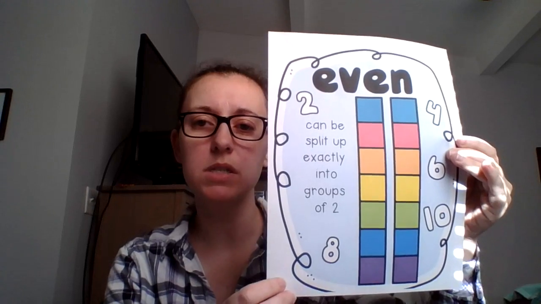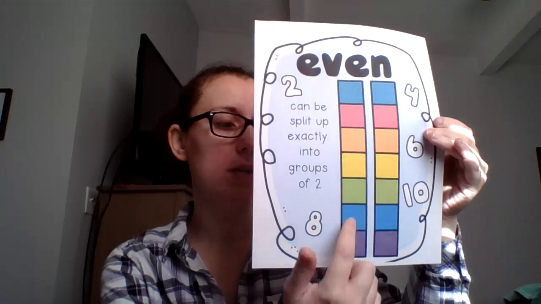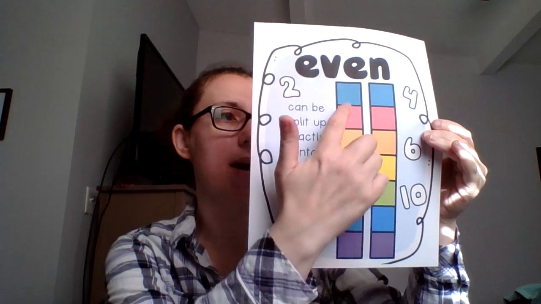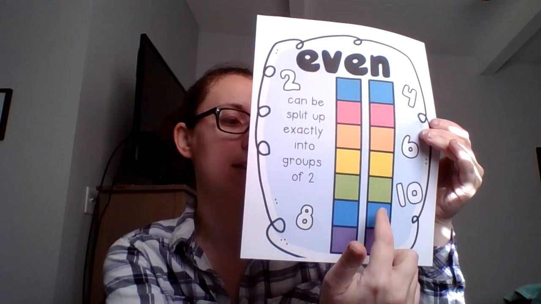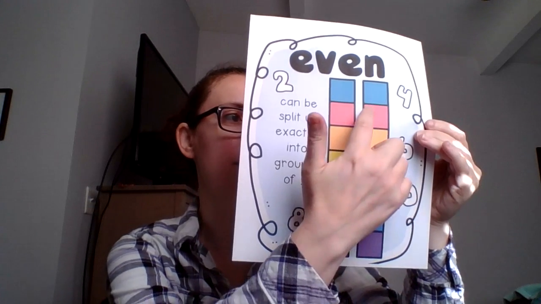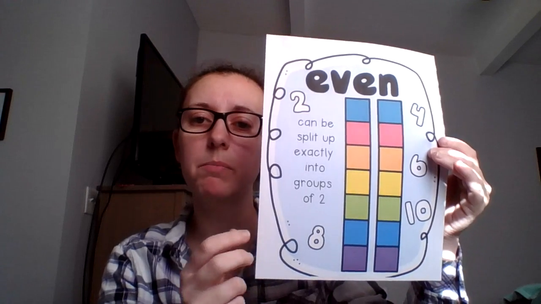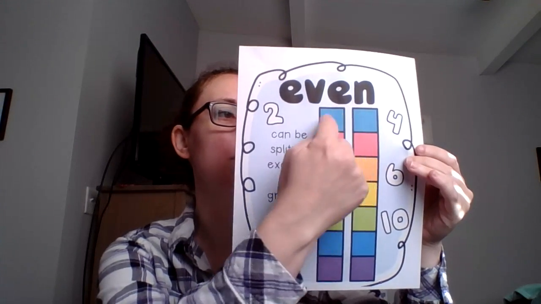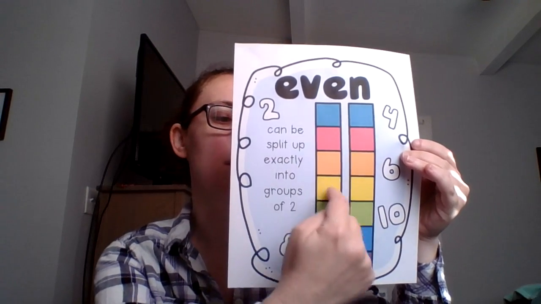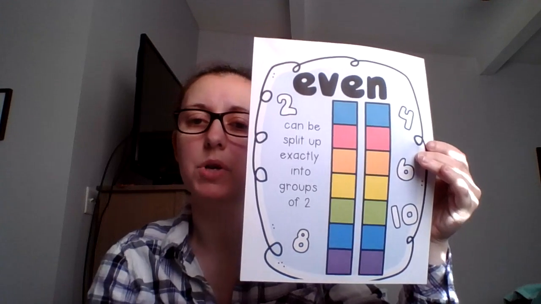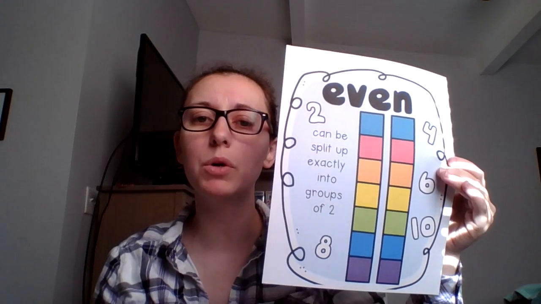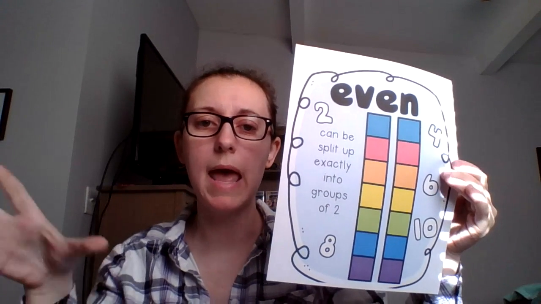So if we look at this, we have 1, 2, 3, 4, 5, 6, 7, 8, 9, 10, 11, 12, 13, 14. So 14 is an even number because when we look at these two sets, there is a matching pair for each person. So if you were in a group, you would want to make sure that everybody could have a partner.